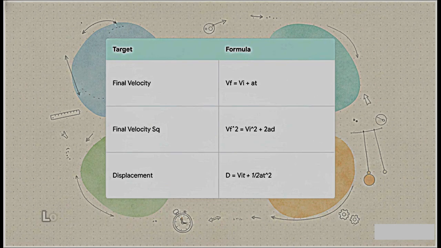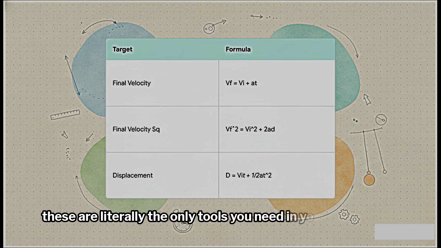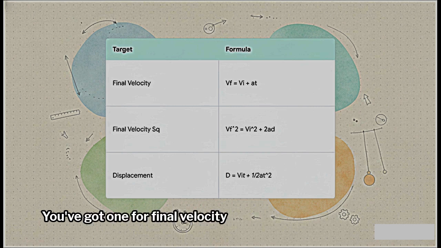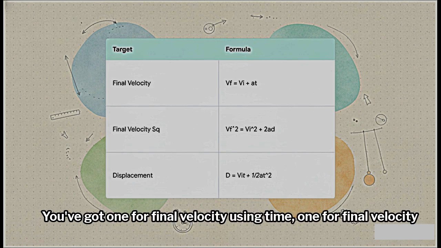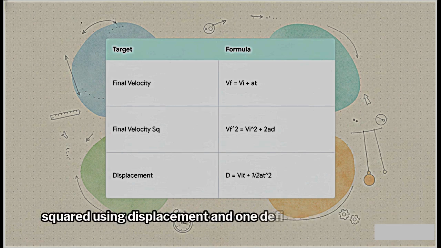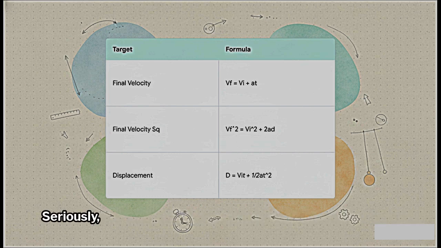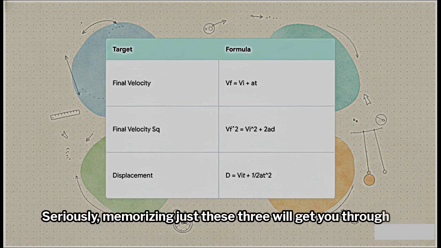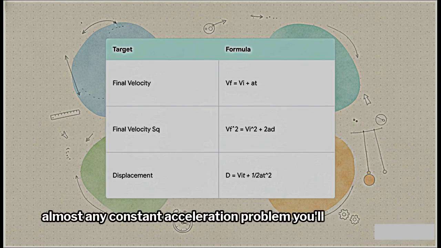Okay, deep breath. Look at these three primary equations. If you're dealing with constant acceleration, these are literally the only tools you need in your belt. You've got one for final velocity using time, one for final velocity squared using displacement, and one to find total displacement. Seriously, memorizing just these three will get you through almost any constant acceleration problem you'll face.